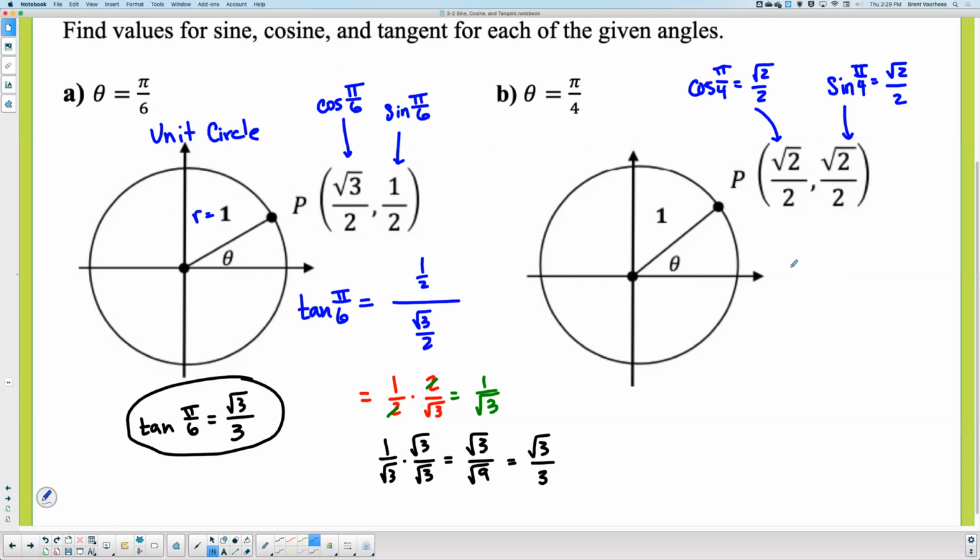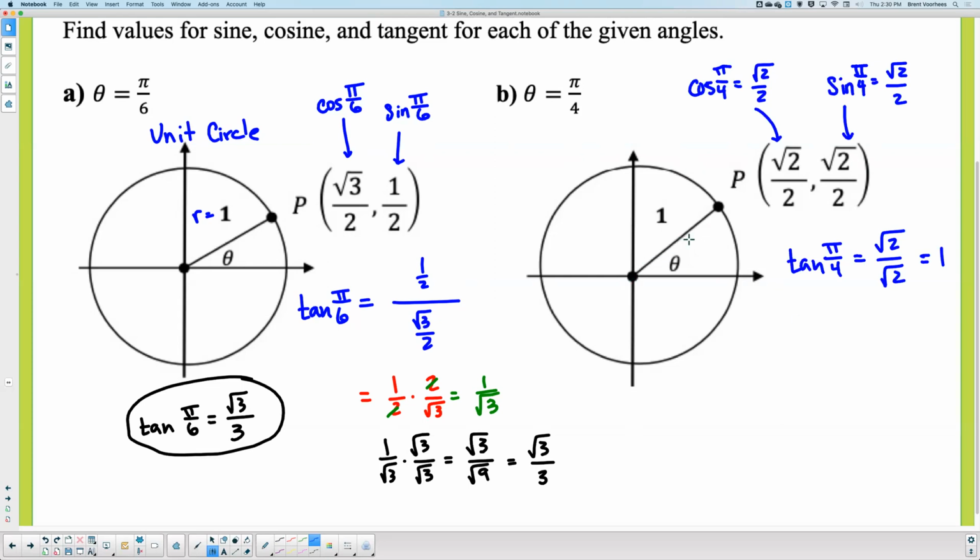Okay, what about tangent? What's the shortcut if you're doing tangent? The numerator of y divided by the numerator of x. So what's the numerator of y? Square root of 2. And the numerator of x? What is the square root of 2 divided by the square root of 2? 1. And so tangent there is 1.